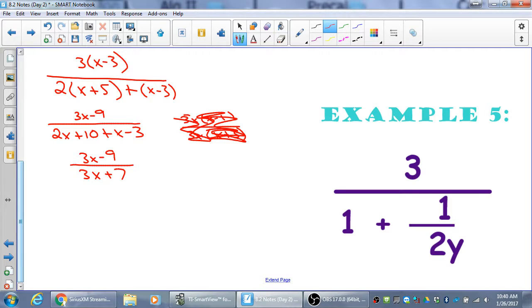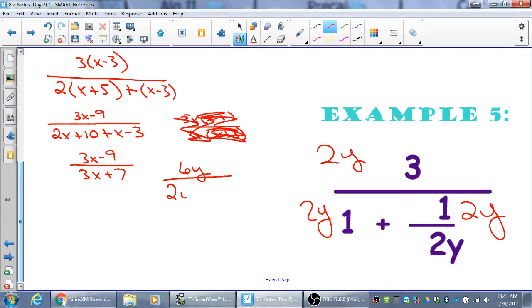Anyway, last one. How many little denominators do we have here? 1. Not a whole lot of choices to multiply by, right? 2y. I guess we saved the easiest one for last, in my opinion. So we got to use 2y 3 times. We get 6y over 2y, plus 1. Now when those cancel, that's really 1 times 1. So it's just, well, that's it.